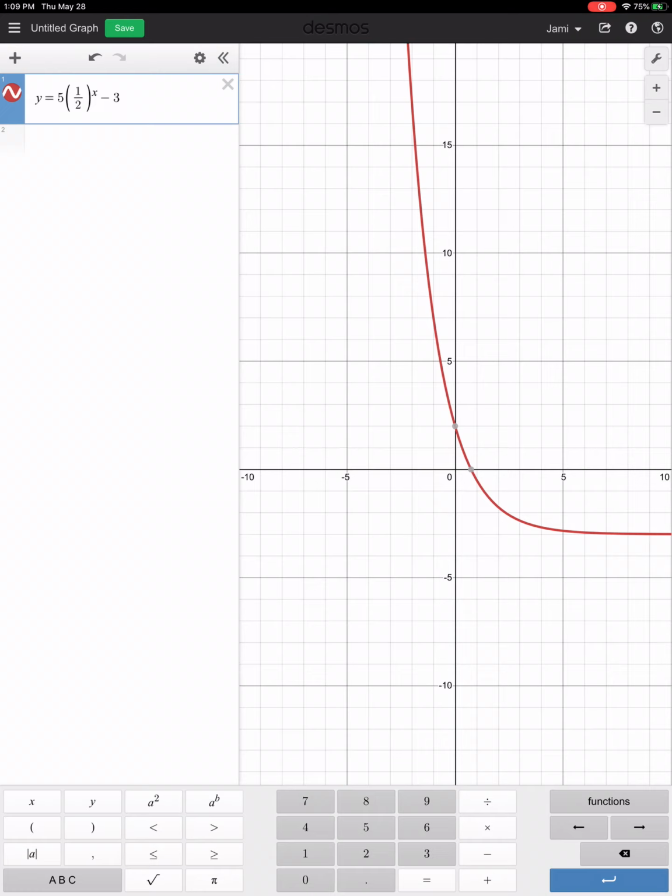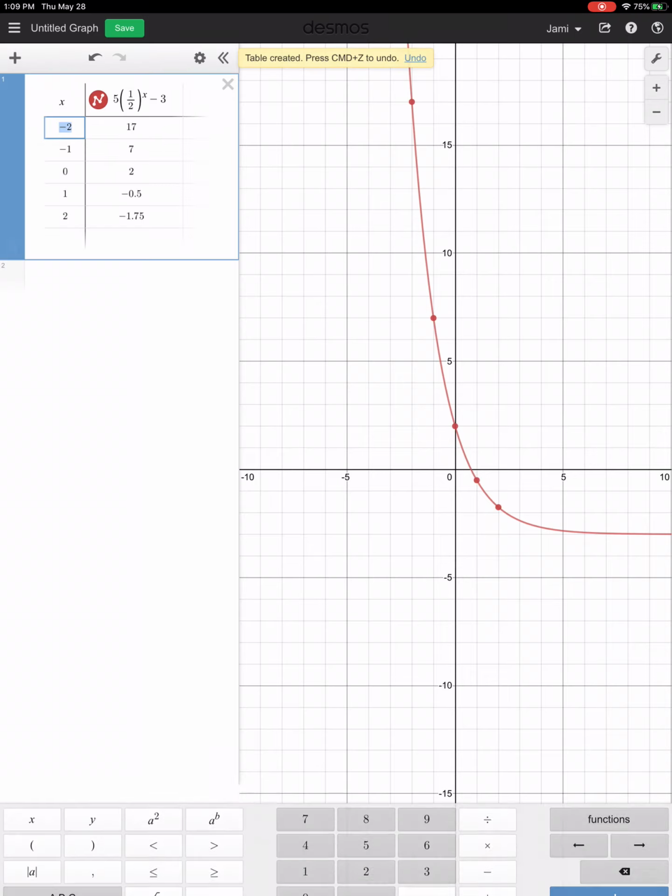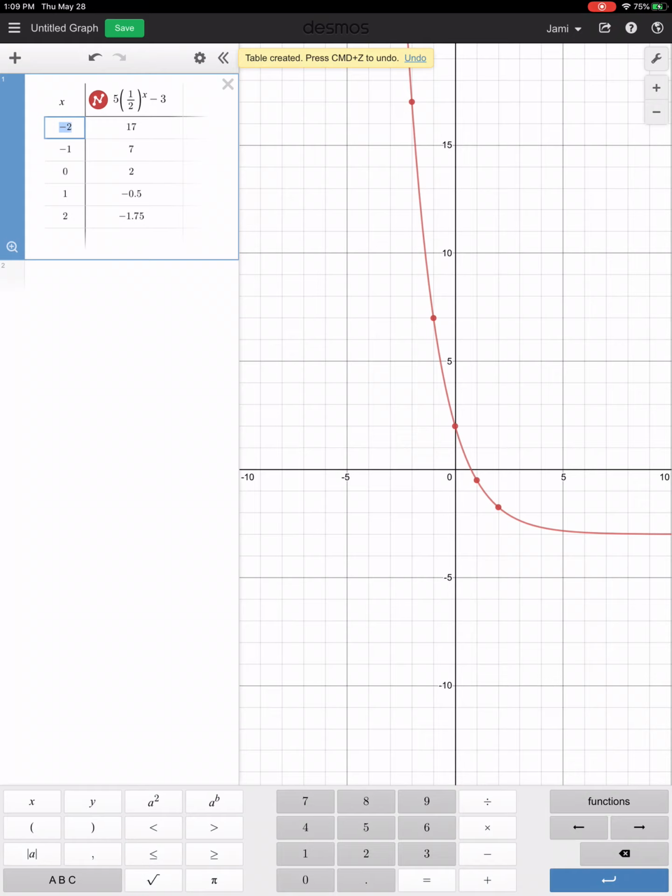Now, a couple of different ways you can get this. Probably the easiest way to get to the table is to click on the settings, so that gear icon. If you click on the gear icon, then that first icon there is the table. And that table is going to give you all the information you need for this. So that works really great when we try and put that information into our picture.